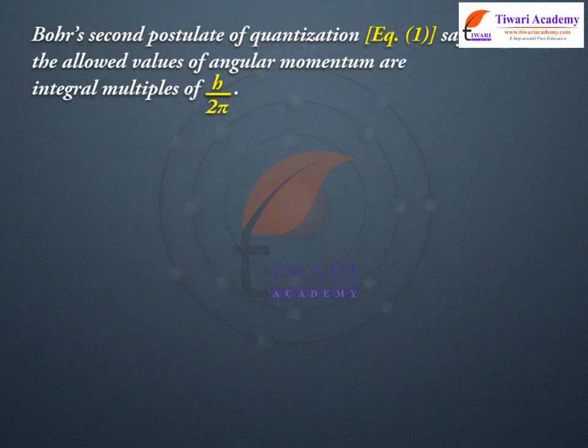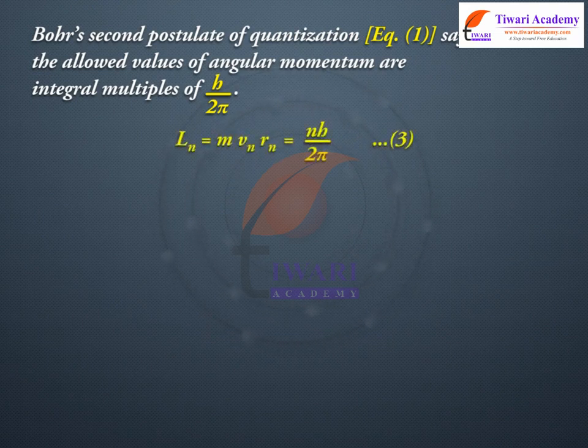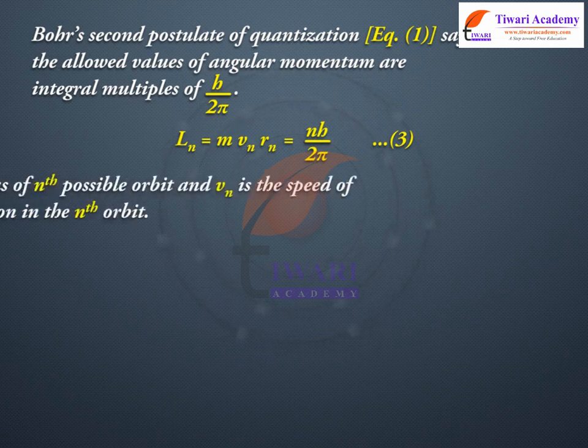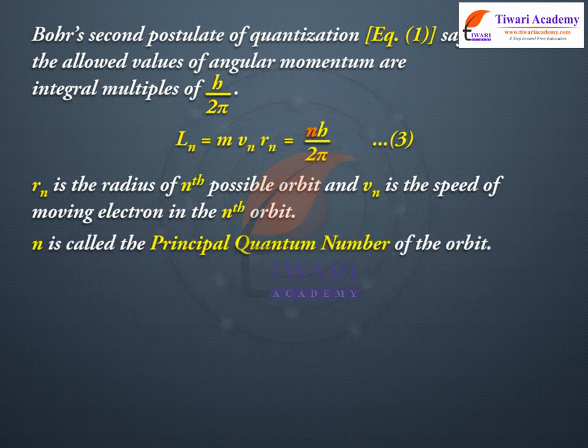Bohr's second postulate of quantization, equation 1, says that the allowed values of angular momentum are integral multiples of h by 2 pi. Ln is equal to m Vn Rn is equal to nh upon 2 pi, equation 3. Rn is the radius of nth possible orbit and Vn is the speed of the moving electron in the nth orbit. n is called the principal quantum number of the orbit.